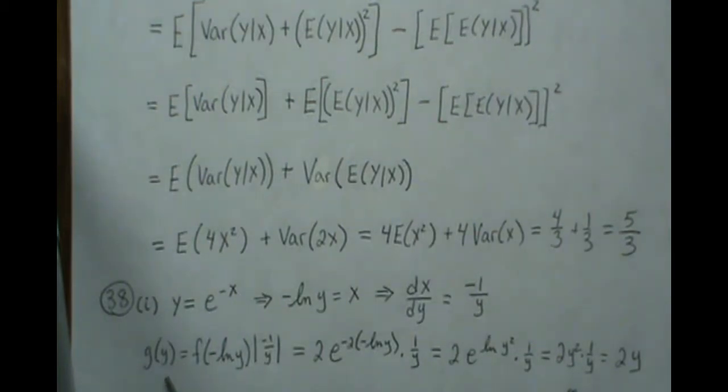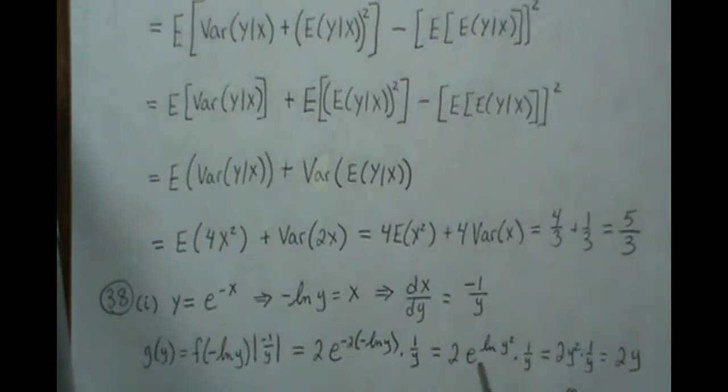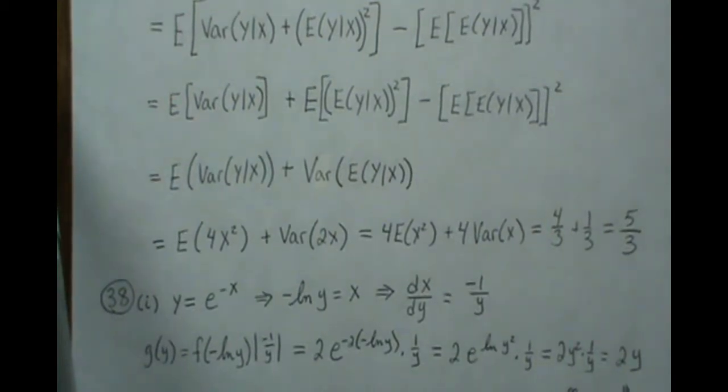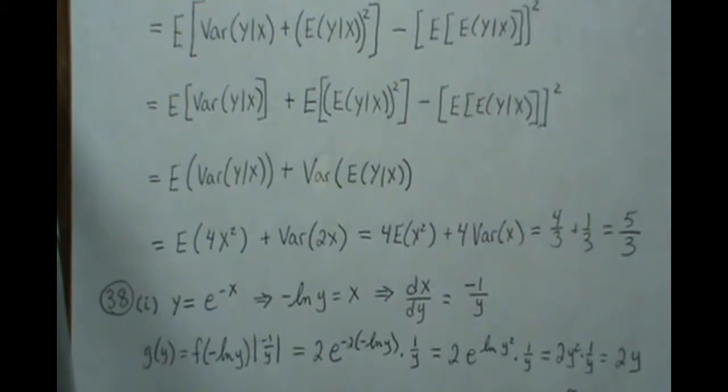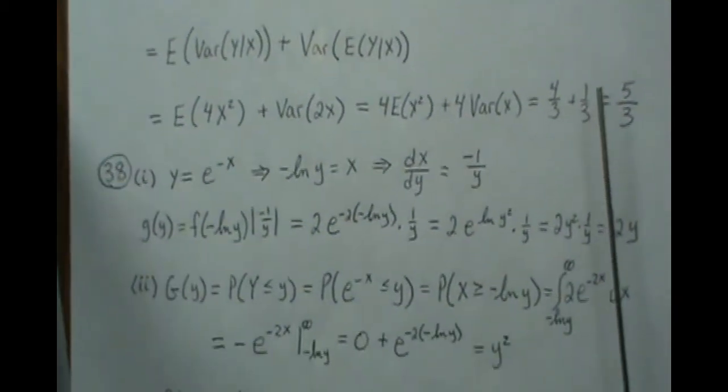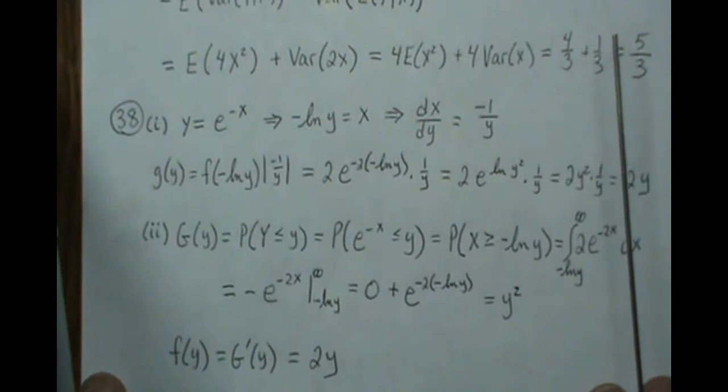Now, just the transformation: f of, and then you plug in this x into the density of x, times the absolute value of the Jacobian, which then becomes this. That's the Jacobian, absolute value. The minuses cancel, the 2 comes up to the y, the e and the log cancel, and we get 2y as the density.